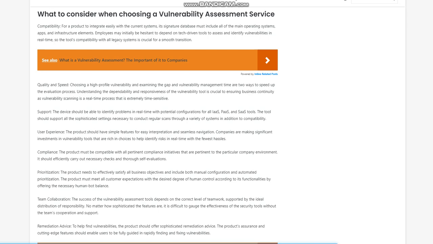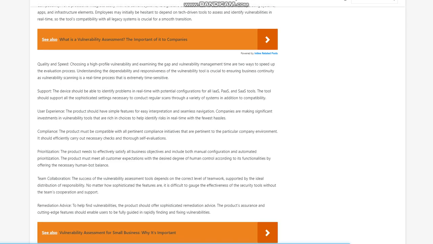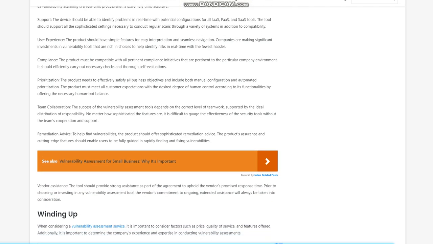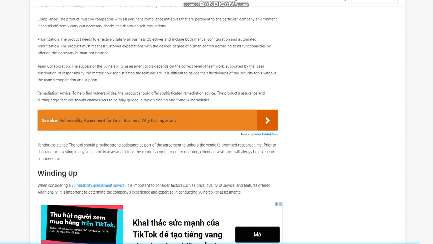Compliance. The product must be compatible with all compliance initiatives that are pertinent to the particular company environment. It should efficiently carry out necessary checks and thorough self-evaluations. Prioritization. The product needs to effectively satisfy all business objectives and include both manual configuration and automated prioritization. The product must meet all customer expectations with the desired degree of human control according to its functionalities by offering the necessary human-bot balance.